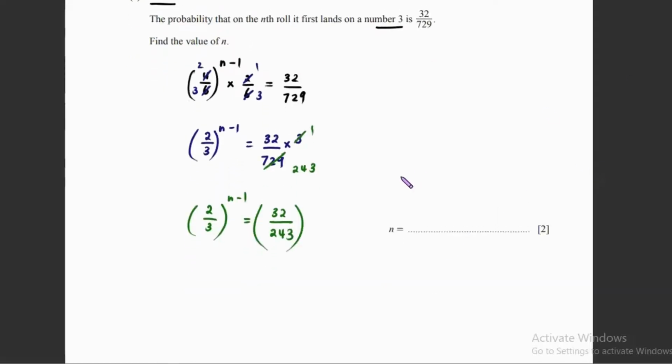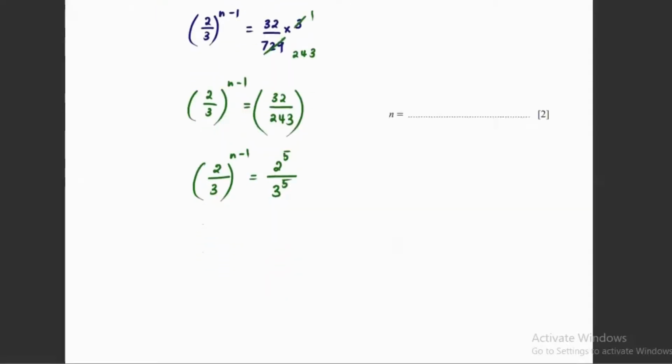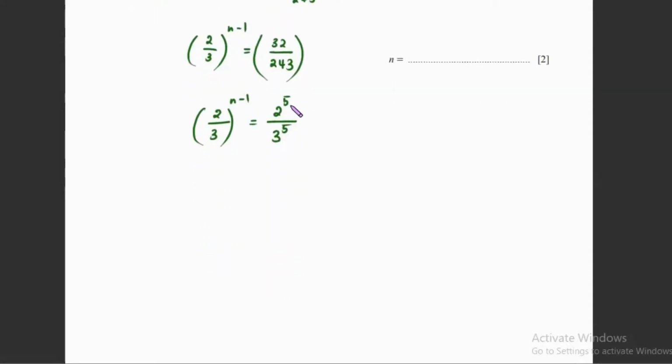This 32 over 243, I can write in a way it has a base of 2 at the top and a base of 3 at the bottom, which means 32 can be written as 2 to the power 5, and this 243 can be written as 3 to the power 5. So this is equal to 2 over 3, this entire thing, to the power 5. Now, what I could do next is get this 5, that is the common index, outside the brackets and write it as 2 over 3 to the power n minus 1. And on the other side, I could write it as 2 over 3 to the power 5.